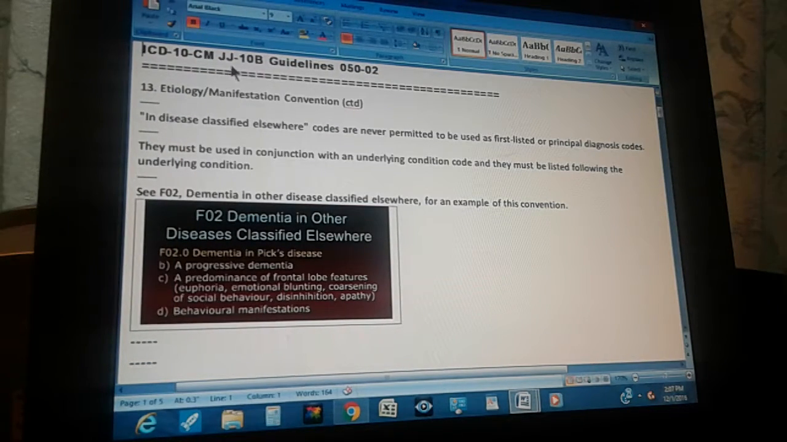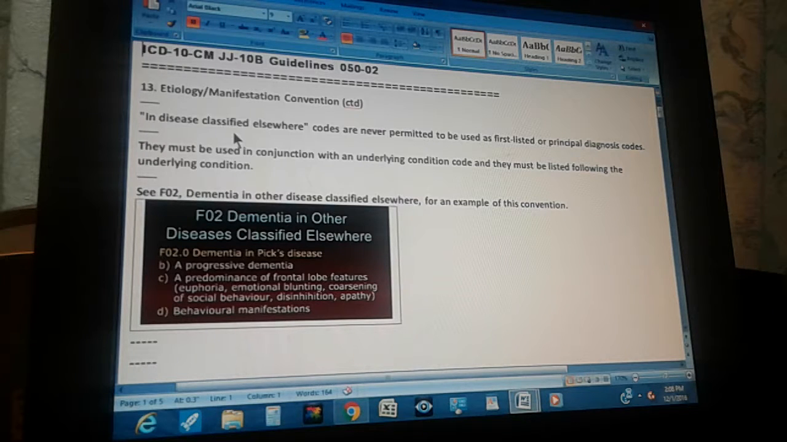ICD-10 guidelines, page 50, part 2. 13. Etiology, manifestation, convention, continued. Yes, we're talking about this pair of codes. There's the etiology, or the cause of the disease, and then the manifestation, the result of the disease, right? These are a pair. One goes with the other. They do not go independently. The manifestation doesn't go independently. It needs the first one, right?